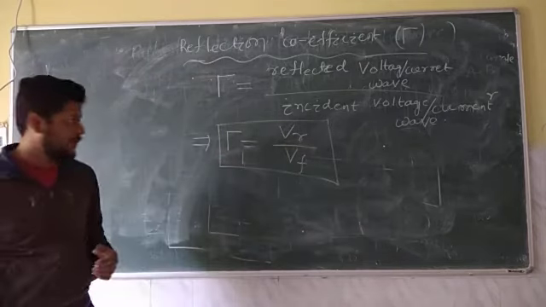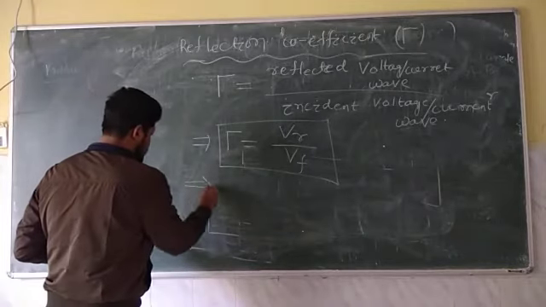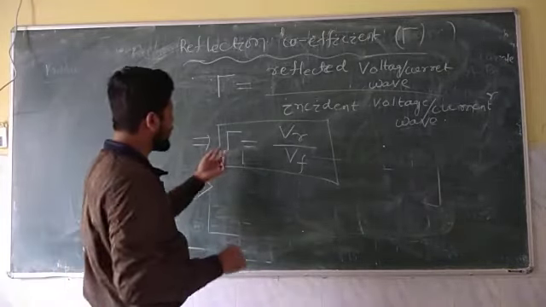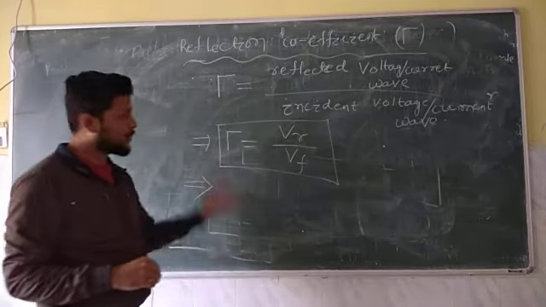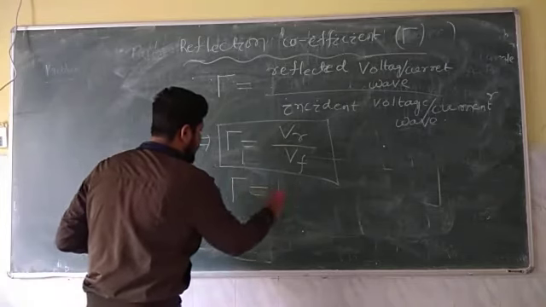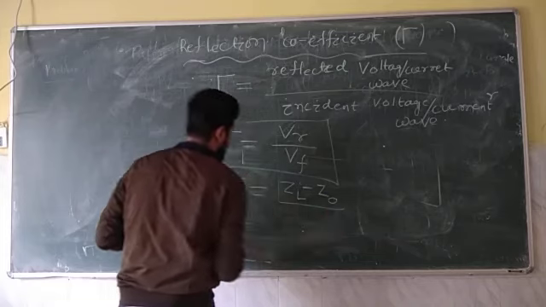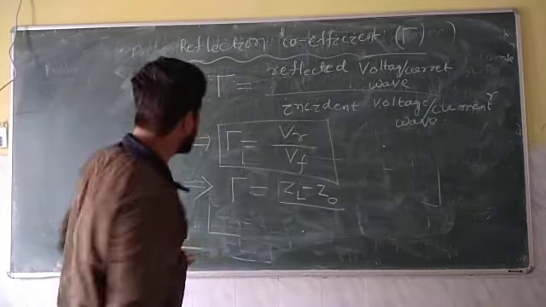Then what is the relationship? You need to remember this formula. This gamma is a complex quantity. It has some magnitude and some phase. So what is the value of this gamma? Gamma is equal to ZL minus Z0. So I am going to write this.